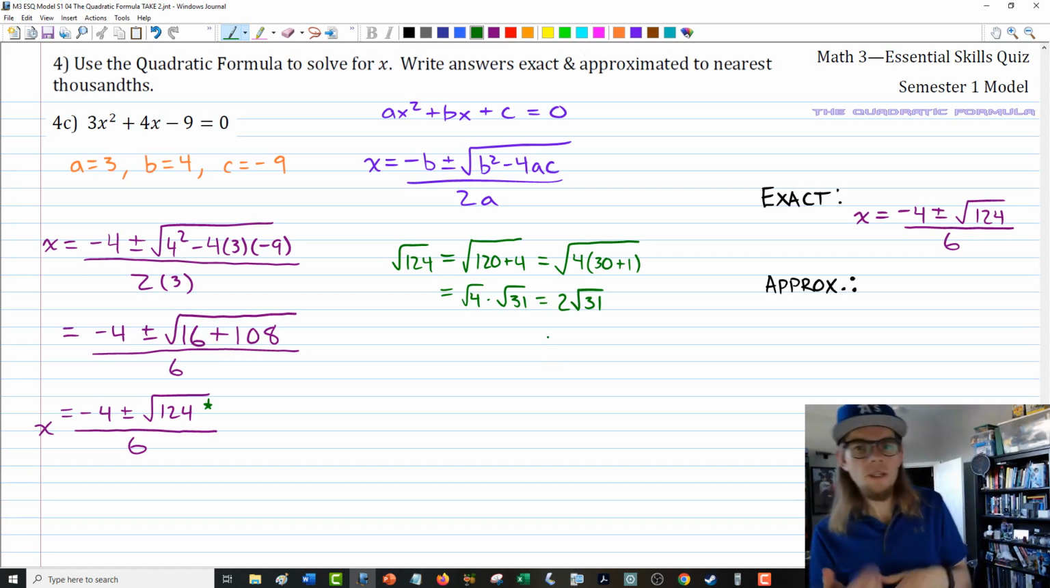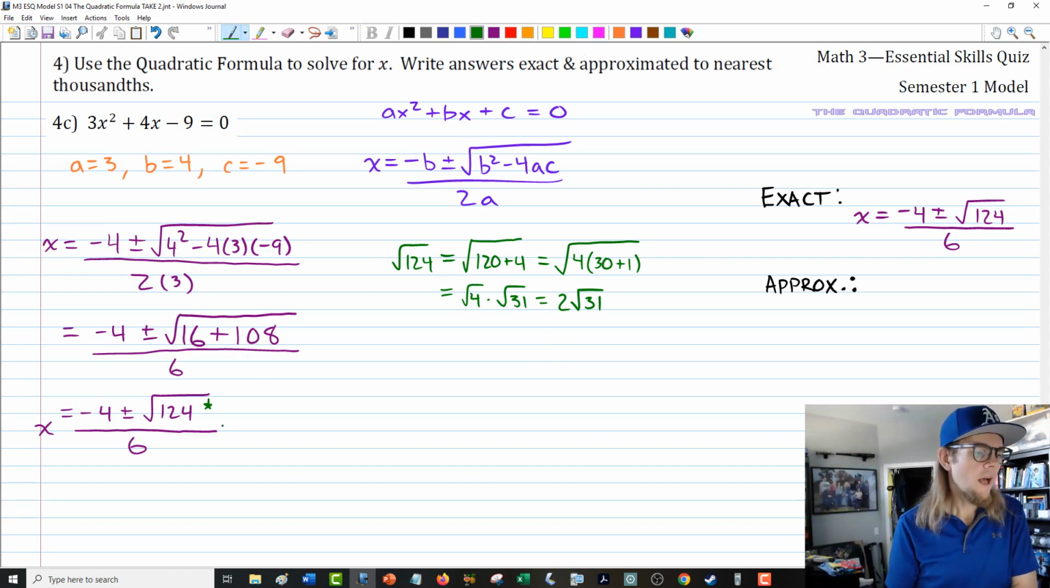Again, everyone has their own techniques. It's just my personal one. But basically, from doing that work, we can rewrite this then as -4 plus or minus 2 square root of 31, all divided by 6.